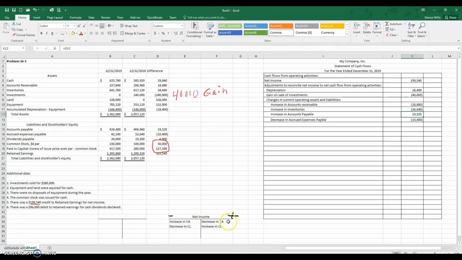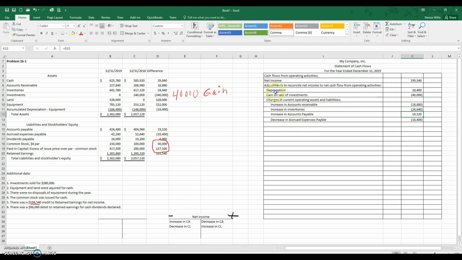I probably should mention this is not a T account in the sense that we have learned them so far. I'm just simply using this format to help us remember if things are added or subtracted. Net income is not an account. But what are we doing to net income? We add these things over here. We subtract these things over here in our statement of cash flows in this section. Okay, so we've done that.